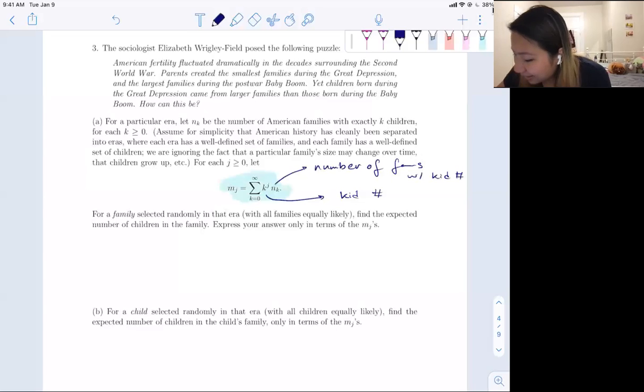Okay, so the question is, for a family selected randomly in that era, with all families being equally likely, find the expected number of children in the family. Express your answer only in terms of m sub j. So we're going to want some sort of sum of the total number of families, and then what each family saw.